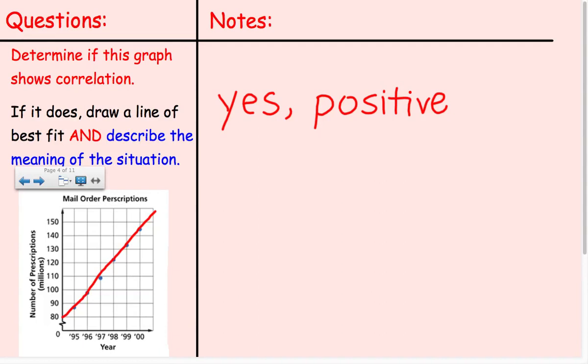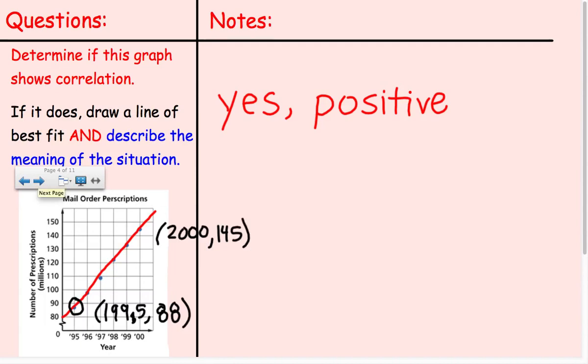Let's take 2 of our coordinate points at both ends of our graph. So right here, I have the coordinate point 1995, and we'll say about 88 million. So in 1995, 88 million people were ordering prescriptions. And in 2000, 145 million people were ordering prescriptions.